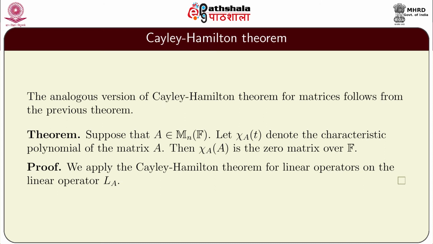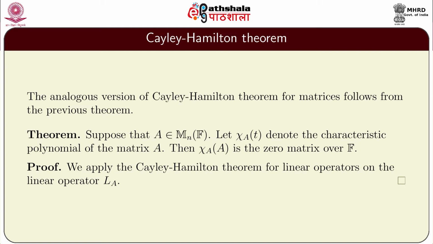The analogous version of Cayley-Hamilton theorem for matrices follows from the previous theorem. So, suppose that A is an n cross n matrix over the field F. Let chi A(t) denote the characteristic polynomial of the matrix A, then chi A of A is the 0 matrix over F.